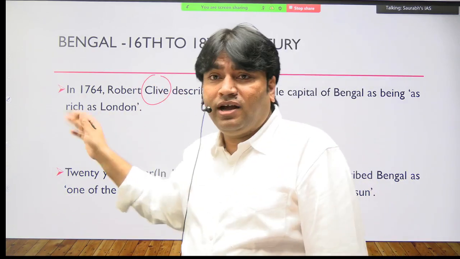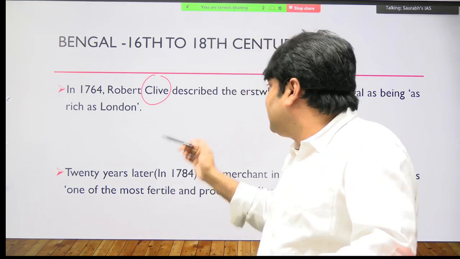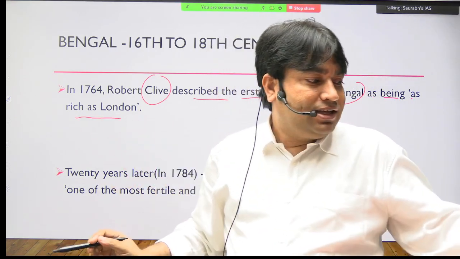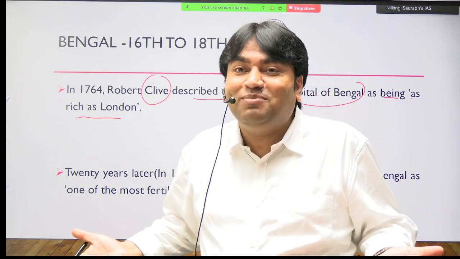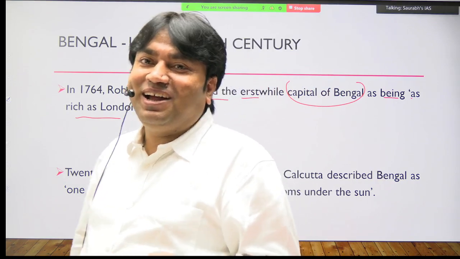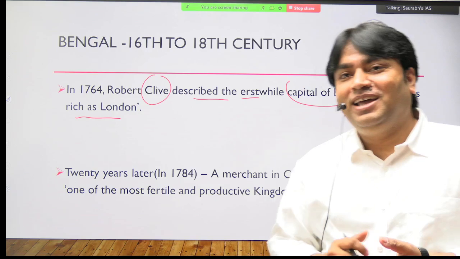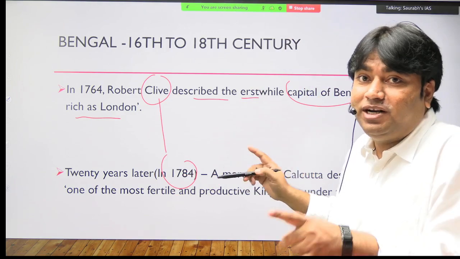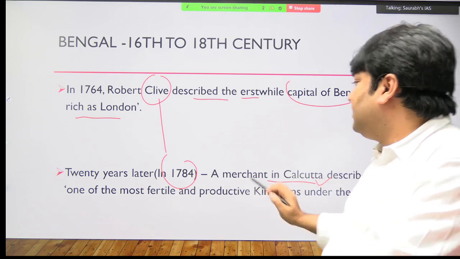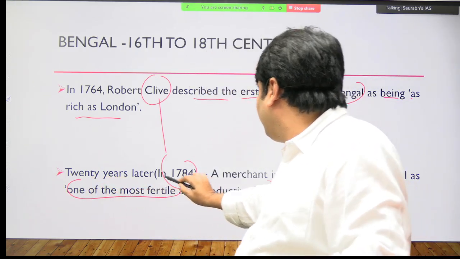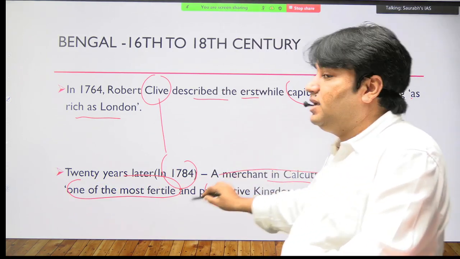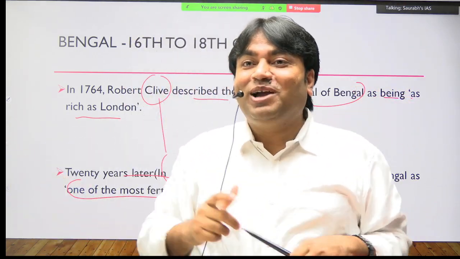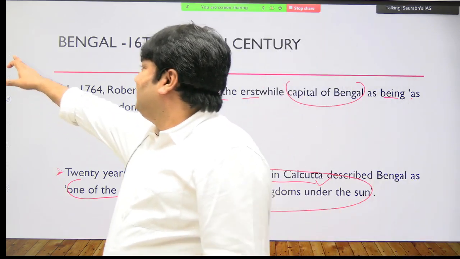और तो और क्लाइव भैया का भी ओपिनियन देख लो. What Clive says? Clive described the capital of Bengal as being as rich as लंदन. यहां से तो सारा पैसा लेके गया था, टिकट खरीद लिया जाके. Bengal was as rich as London. ये अपने क्लाइव भैया का ओपिनियन है. Now after 20 years a merchant writes, ये एक मर्चेंट क्या लिखता है? A merchant in Calcutta writes that Bengal was one of the most fertile and productive kingdoms under the sun. अंडर द सन मतलब थोड़ा बढ़ा चढ़ा के लिख दिया. ठीक है, Bengal was one of the most fertile and productive kingdoms.